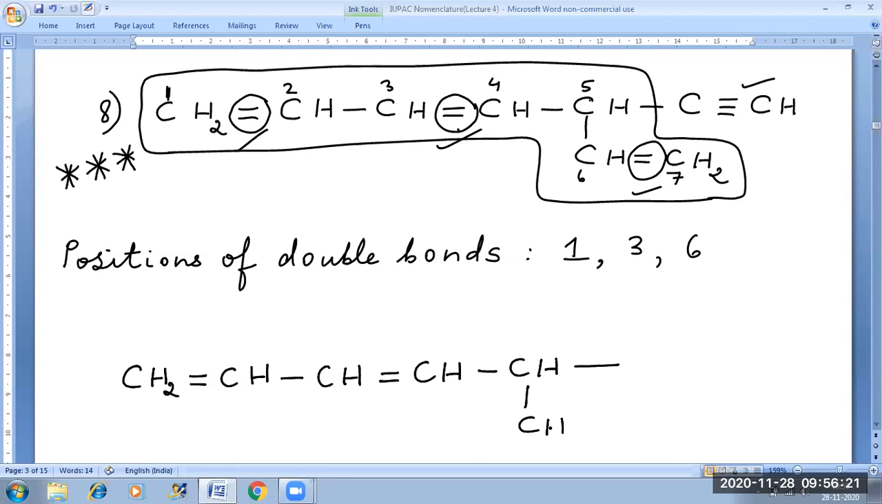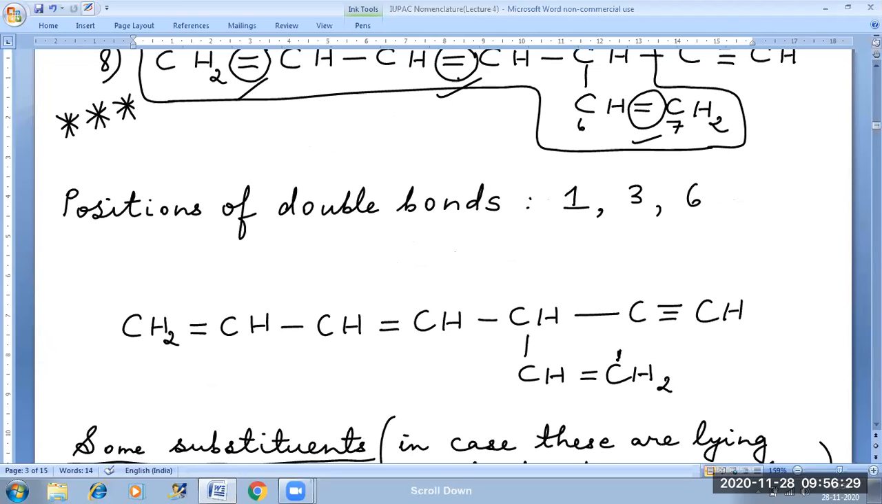Sir, this one is only right because if we number it from down. Yeah, but I have to show both the ways of numbering. So 1, 2, 3, 4, 5, 6, and 7.